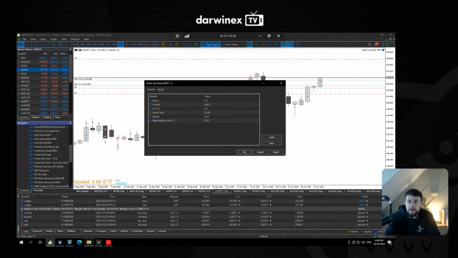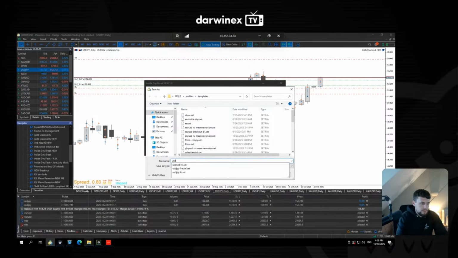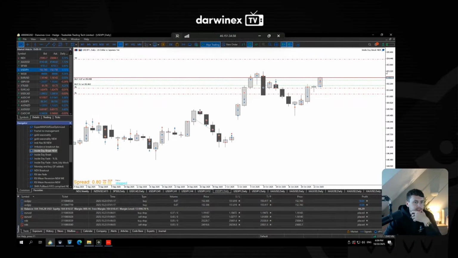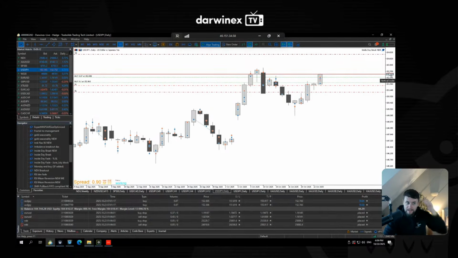So we have it on 0.1. TP multiplier is 50. SL is 0.25. Server time is correct. Spread is 10. Yep. And then the magic number is 544. I'm going to save this as USDJPY DY. So we've got those settings done, and now that strategy is active with all of the changes that we made.